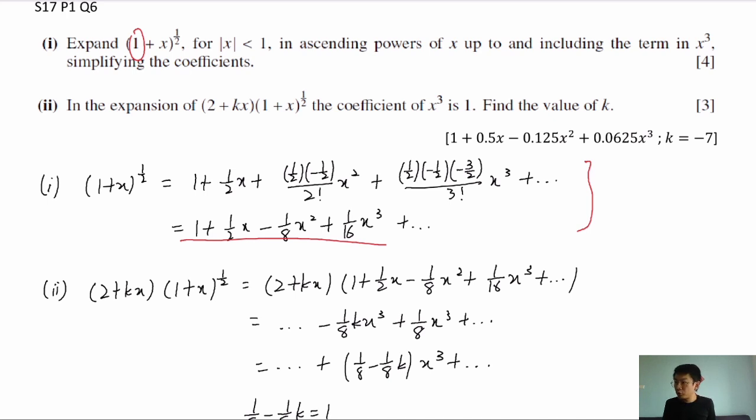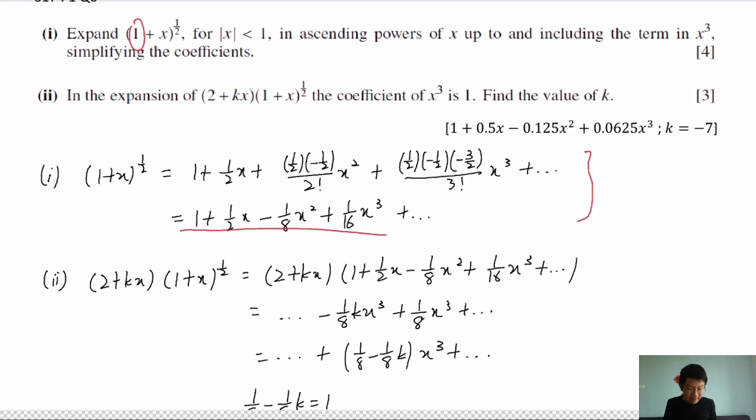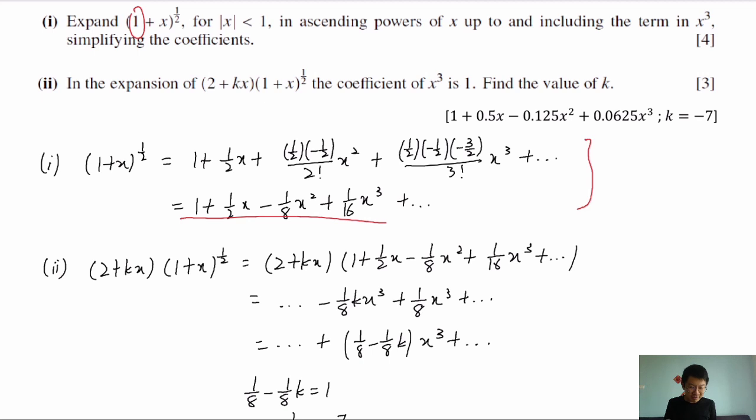For part 2, we have in the expansion of (2 plus kx) times (1 plus x) to the power of half, the coefficient of x to the power 3 is 1. So find the value of the k. So from there, we actually have the expansion for this term, which will be based on what we have in the first part. In the first part, we already found out what the terms are. So basically it is to just multiply this one with the terms with the (2 plus kx), and then we just expand from there.